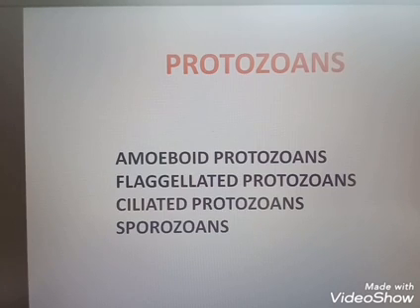The body is symmetrical or asymmetrical, free living or parasitic. Parasitic means they depend on another organism. They may be solitary or colonial. Solitary means they live singly. And the three main types of locomotory organs are pseudopodia, flagella and cilia. Locomotory organs means the organs which help them to move.